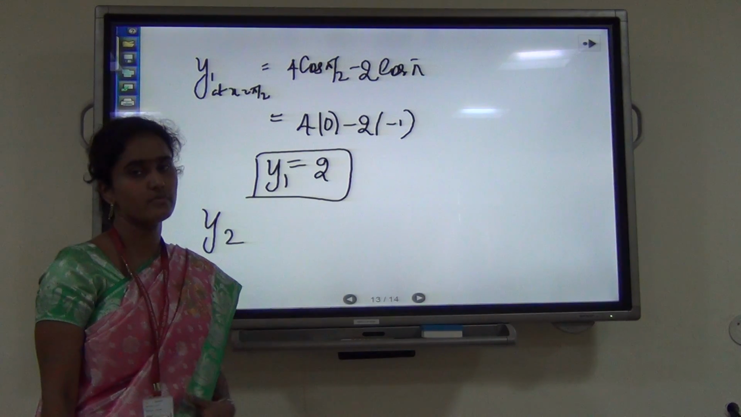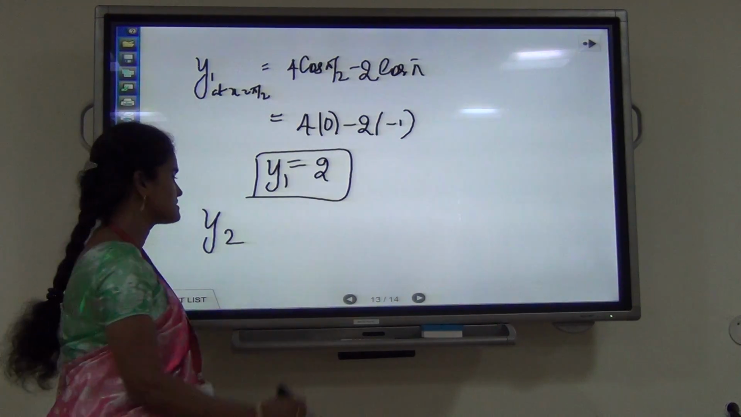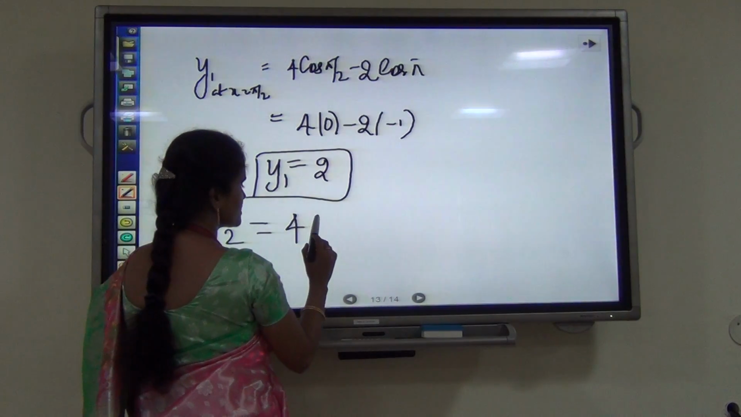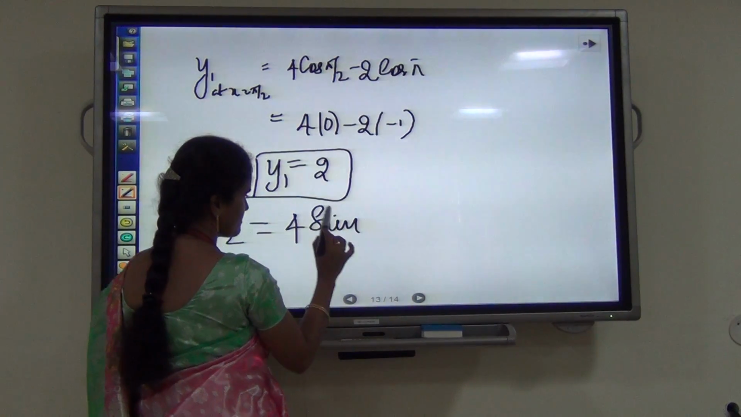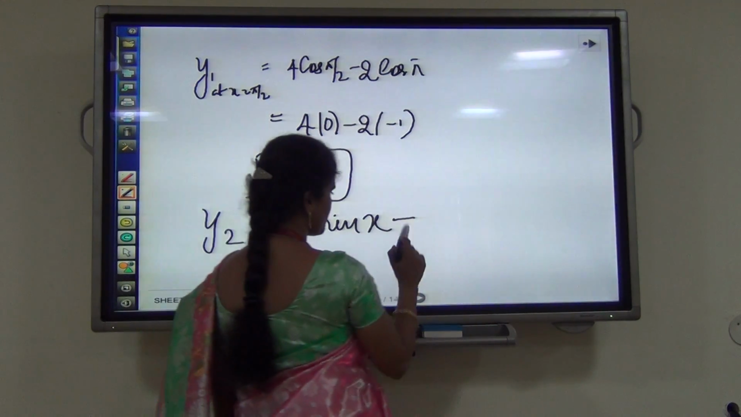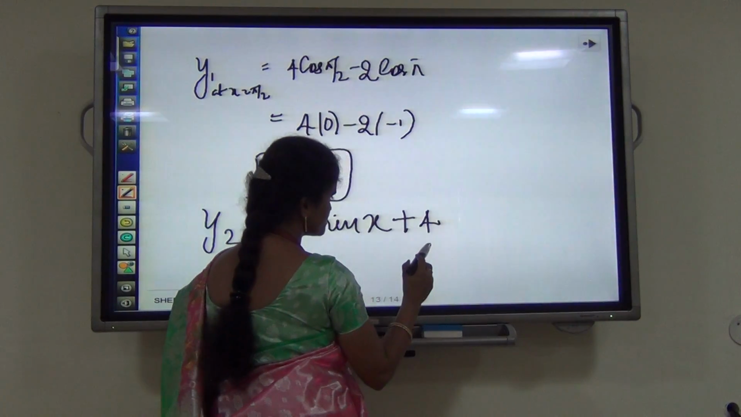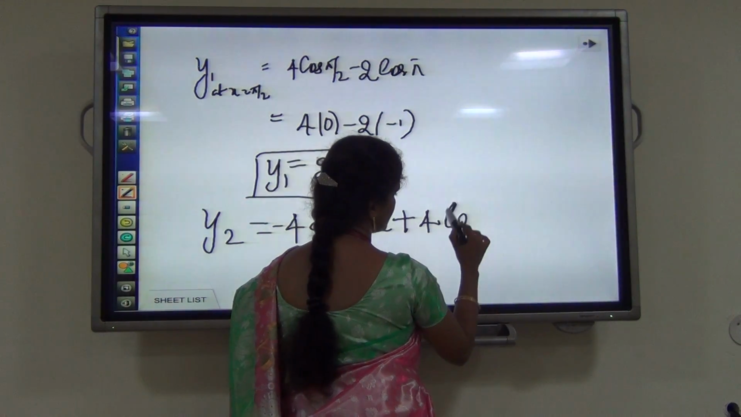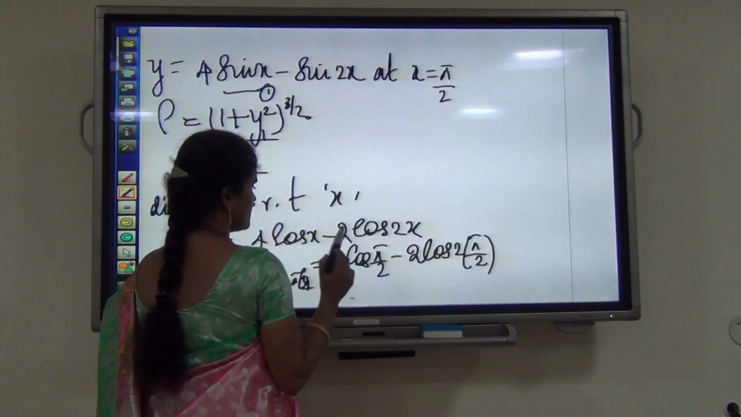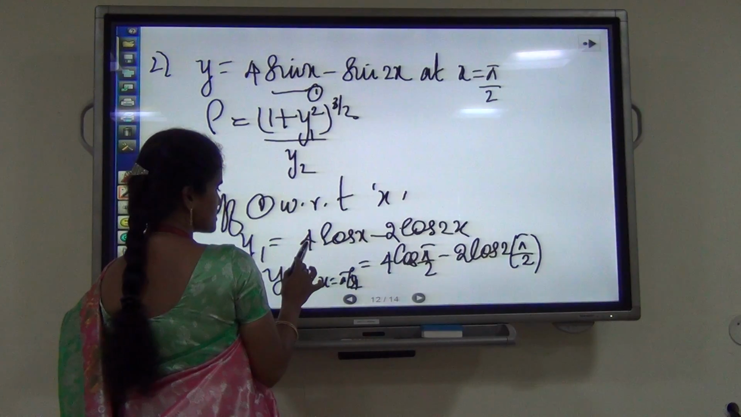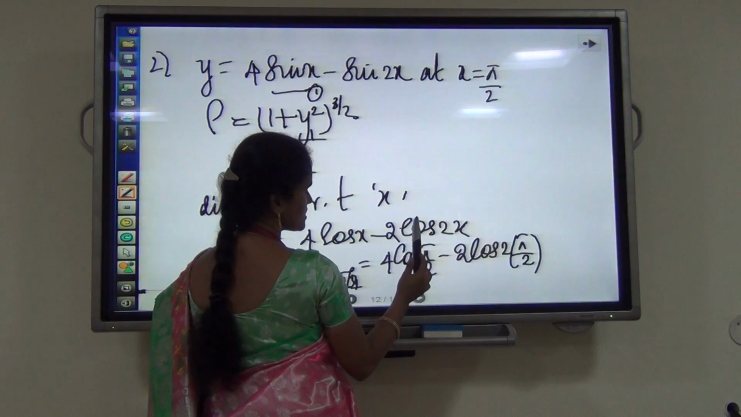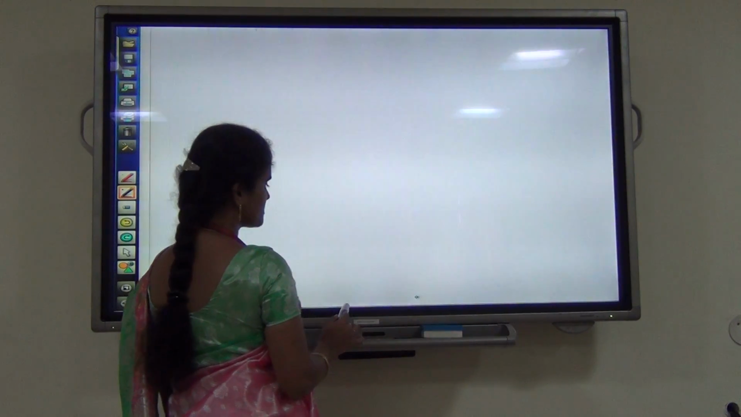Again, differentiating the first equation, that is, differentiating y1, we will get the second order derivative y2. Earlier what we had, 4 is constant. When you differentiate cos, you will get minus sin x. Again we have a minus sign, so it is plus. Already we have a 2, so it is plus 4 sin 2x, since 2 is a constant and we differentiate sin 2x into 2.